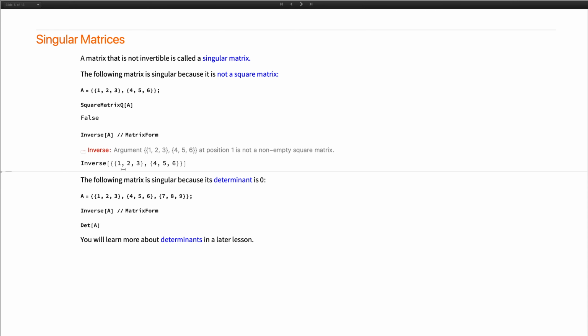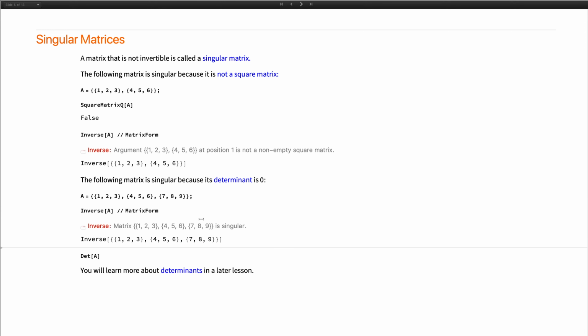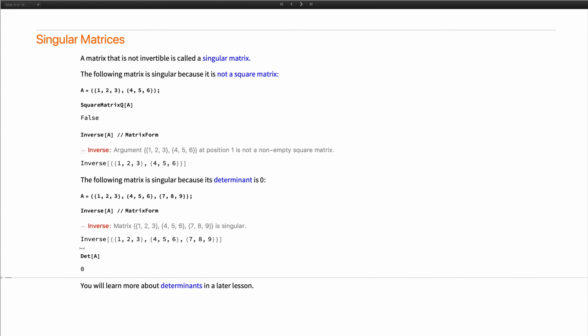Another way you can have a singular matrix is if the so-called determinant of the matrix is 0. Here you have a 3 by 3 matrix. It's certainly square, but if you try to find the inverse, you get a complaint saying that this is singular, and that's because the determinant, Det here, is 0. What that means will become clear later on, but the main point is that the determinant is a number that determines whether the matrix has an inverse or not. We'll talk about determinants in more detail in a later lesson.